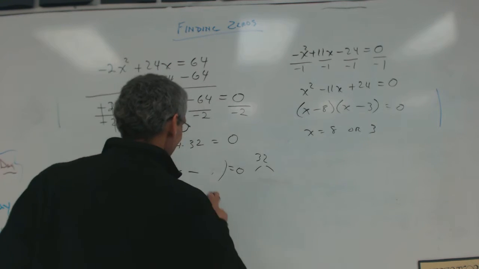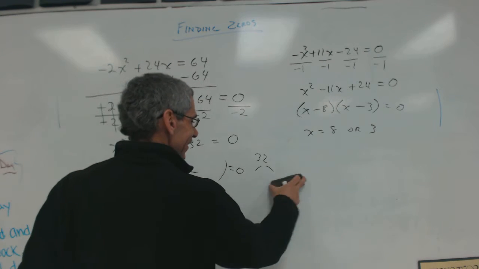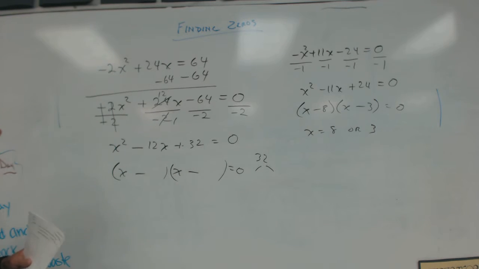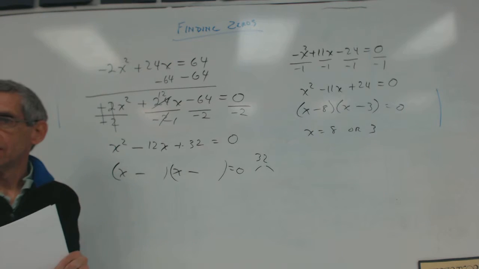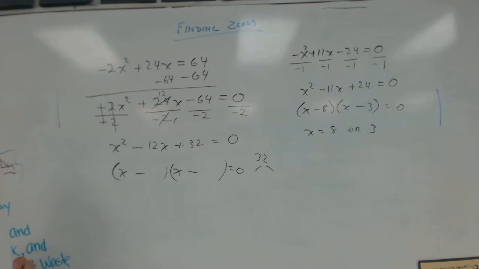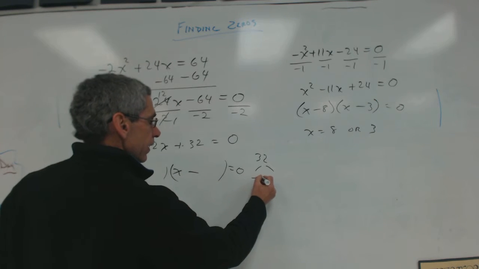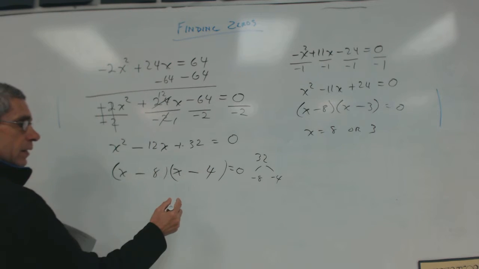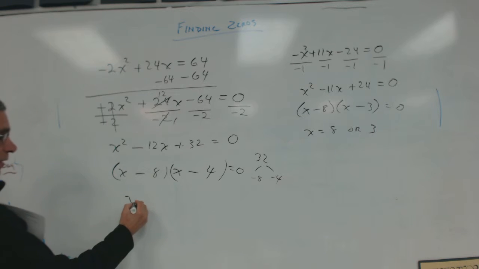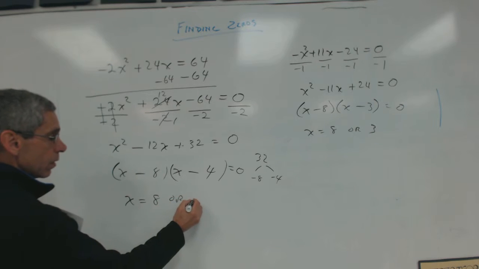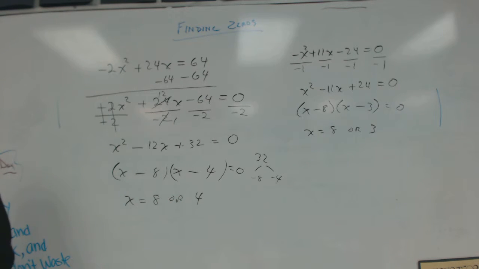All right, that's okay. So what would it be? 8 and 4. 8 plus 4 is 12. So negative 8 and negative 4, and equals 0. Therefore my answer is x is equal to positive 8 or positive 4. So you got this, right?